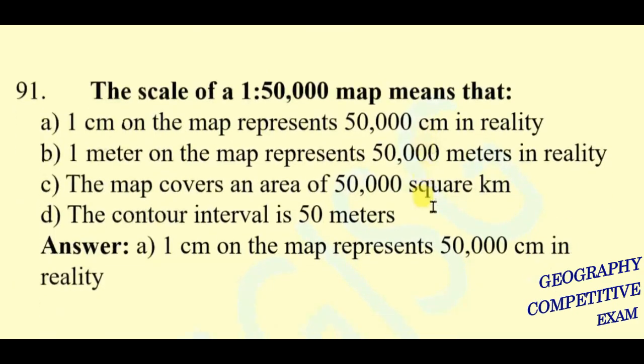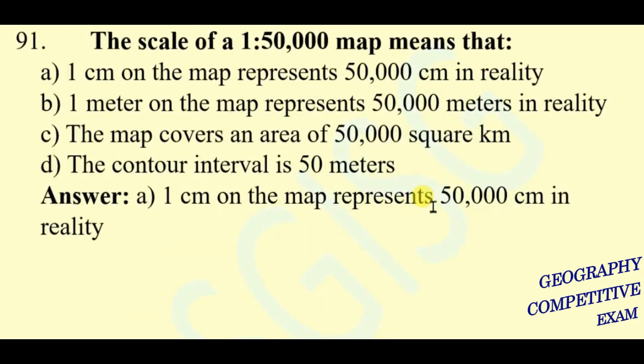Mapping techniques and scale. The scale of a 1:50,000 map means that 1 centimeter on the map represents 50,000 centimeter in reality, 1 meter on the map represents 50,000 meter in reality, the map covers an area of 50,000 square kilometer, the contour interval is 50 meters. So the right answer will be 1 centimeter on the map represents 50,000 centimeter in reality. But the meter option is also correct. 1 meter on the map represents 50,000 meters in reality, but it is the more accurate answer. Okay.